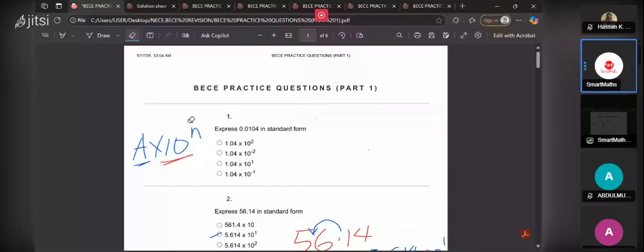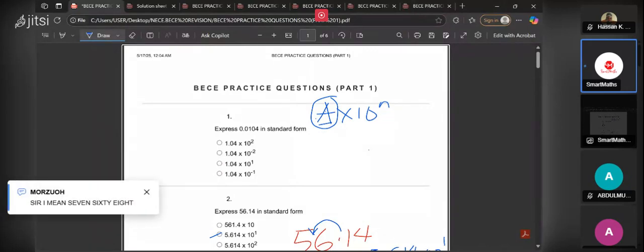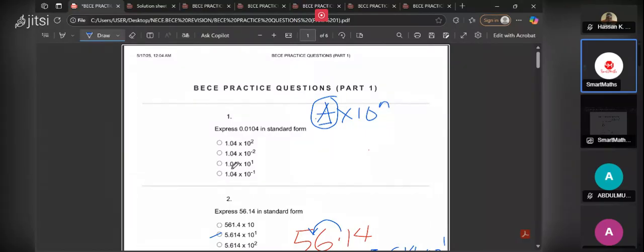So when you're asked to express a number in standard form, what they're expecting you to do is to write the number in this format: A times 10 raised to n. A means the number you are writing must be a number that will have a single digit before the decimal point. If you look at all the options here, you notice that we only have one digit before the decimal point. So that's what is meant by that.